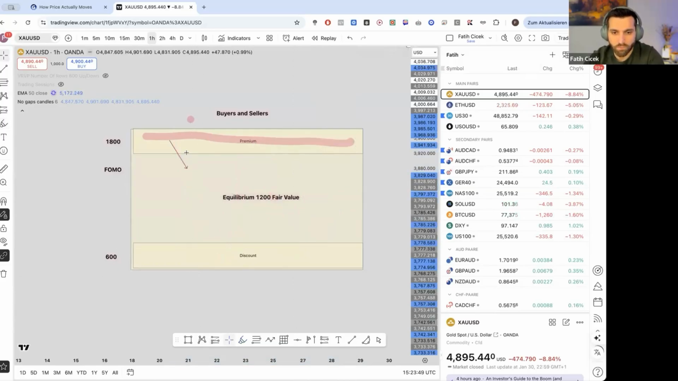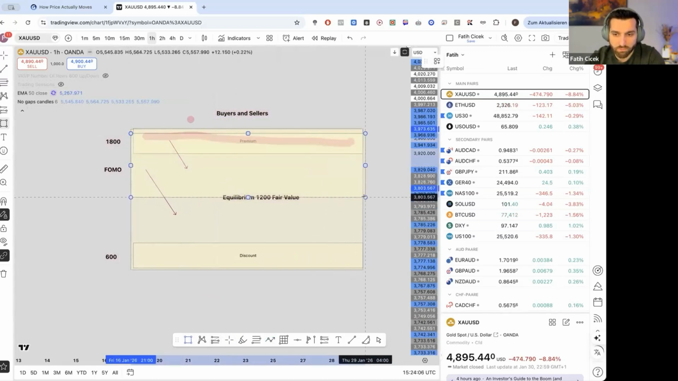Okay? This FOMO in turn is going to lower the price even more because more and more people want to sell this iPhone. So we're going to have more sellers at the top of this range than buyers. Which is why price drops.